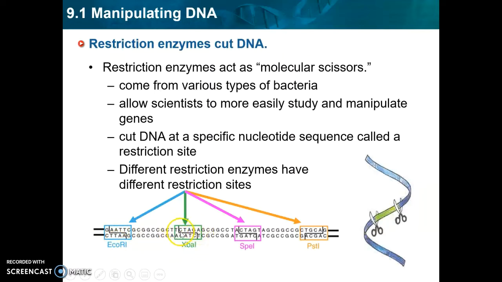This would cut at a slightly different sequence, TCTAGA. SpeI, and then PstI. They all have their own unique sequences where they would cut. And we call that a restriction site. Restriction because it's a restriction enzyme, and the site on the DNA where that sequence is, is where the cut takes place.